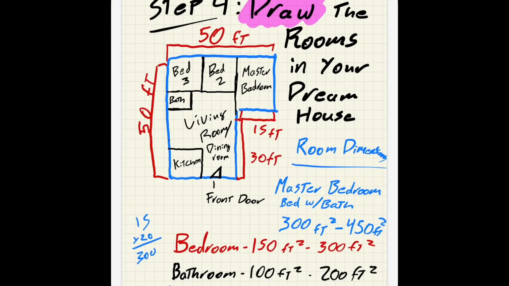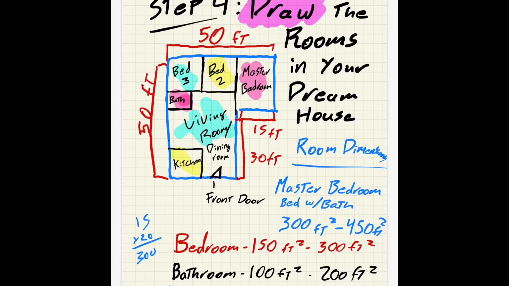Step 4, I want to draw the rooms in my dream house. So I've drawn out a master bedroom, 2 other bedrooms in here, a bathroom, kitchen, and a living room. And I'm using square grid paper. You can do this on a plain white piece of paper or on lined paper. Either will work.